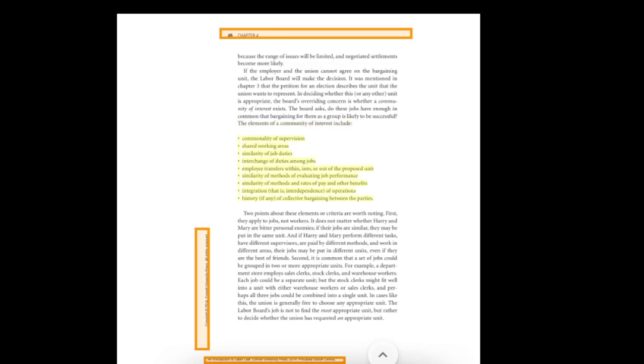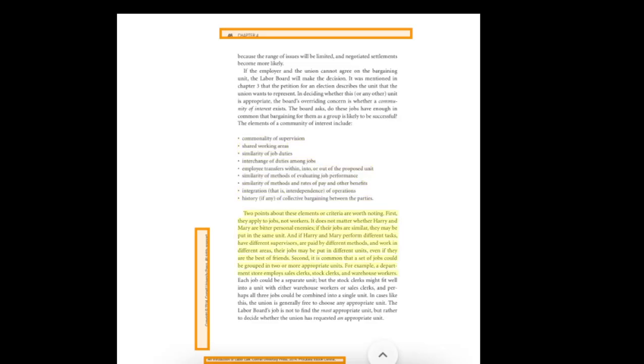commonality of supervision, shared working areas, similarity of job duties, interchange of duties among jobs, employee transfers within, into, or out of the proposed unit, similarity of methods of evaluating job performance, similarity of methods and rates of pay and other benefits, integration, that is, interdependence of operations, history, if any, of collective bargaining between the parties.